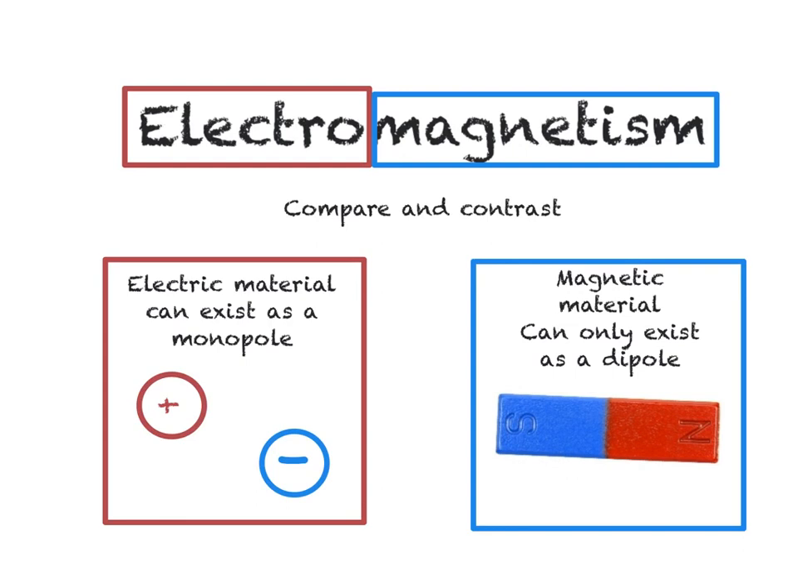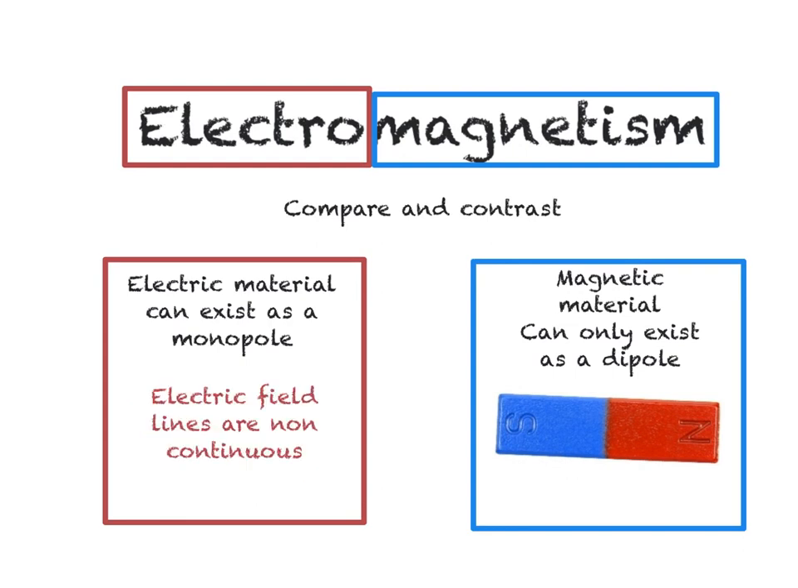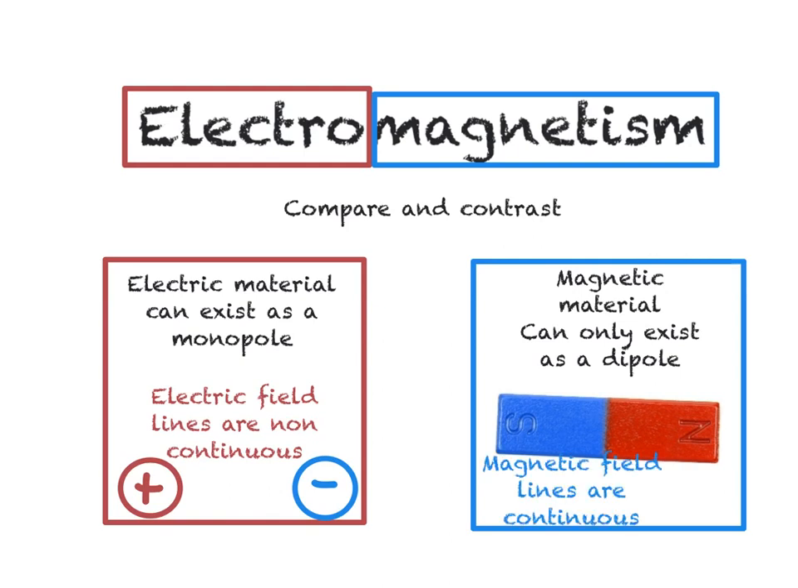This also leads to a very interesting observation that electric field lines are not continuous. They have an origination point and a termination point, whereas magnetic field lines are continuous and neither start nor end anywhere.